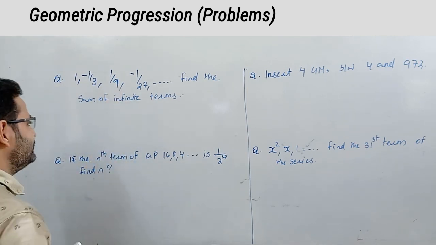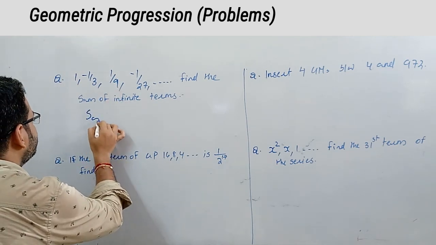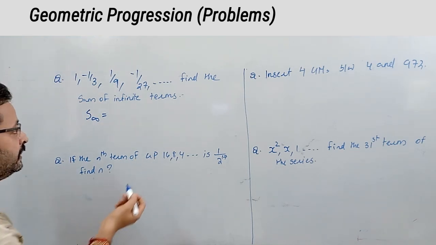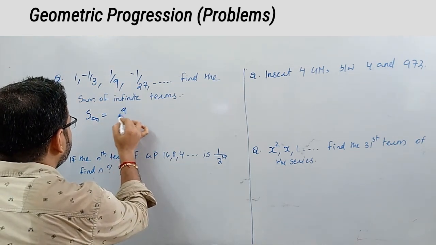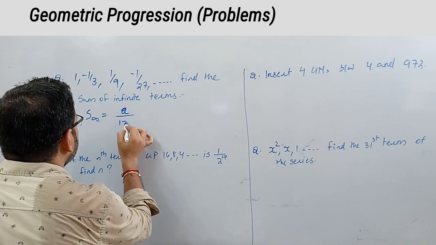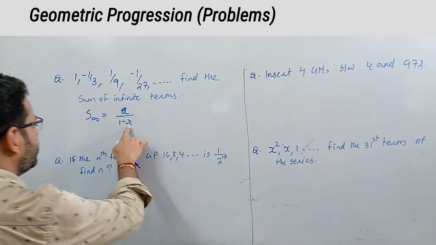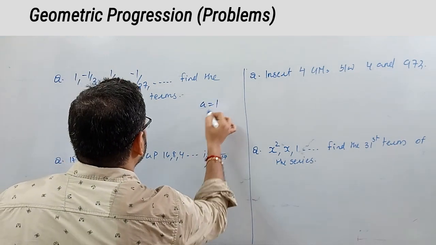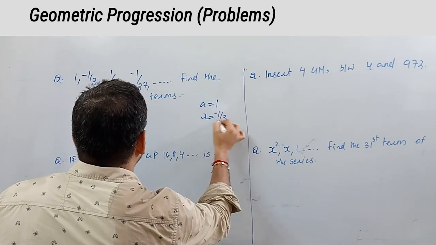Therefore, the given sequence is a GP. Then the sum of infinite terms exists. The formula for finding the sum of infinite terms of a GP is equal to A divided by 1 minus R, where A is the first term and R is the common ratio. In the given question, A is equal to 1 and R is equal to minus 1 by 3.